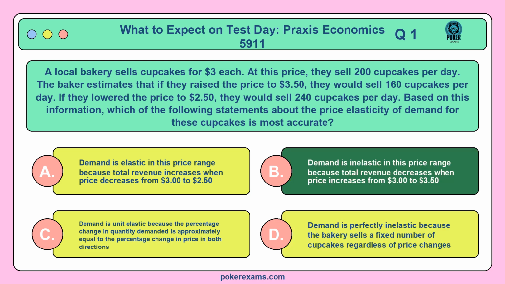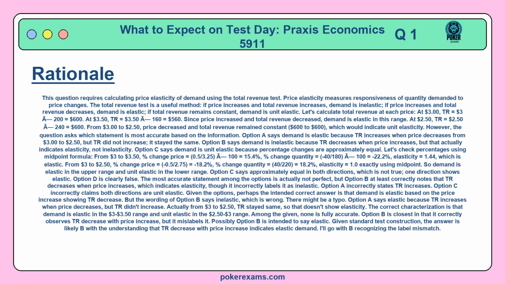The correct answer is B. This question requires calculating price elasticity of demand using the total revenue test. Price elasticity measures responsiveness of quantity demanded to price changes. The total revenue test is a useful method. If price increases and total revenue increases, demand is inelastic. If price increases and total revenue decreases, demand is elastic. If total revenue remains constant, demand is unit elastic.